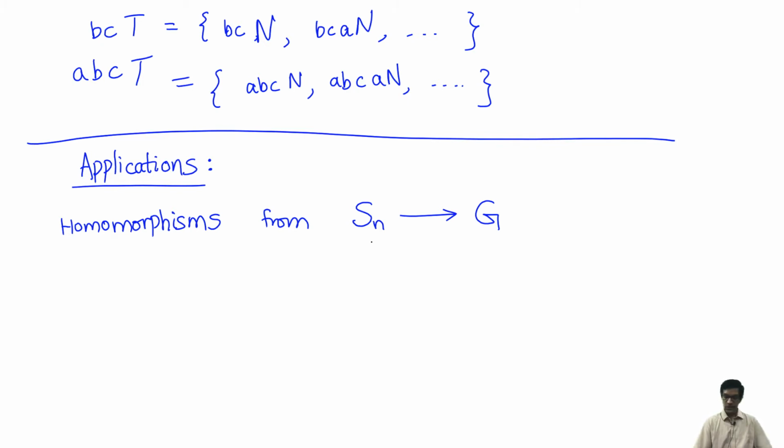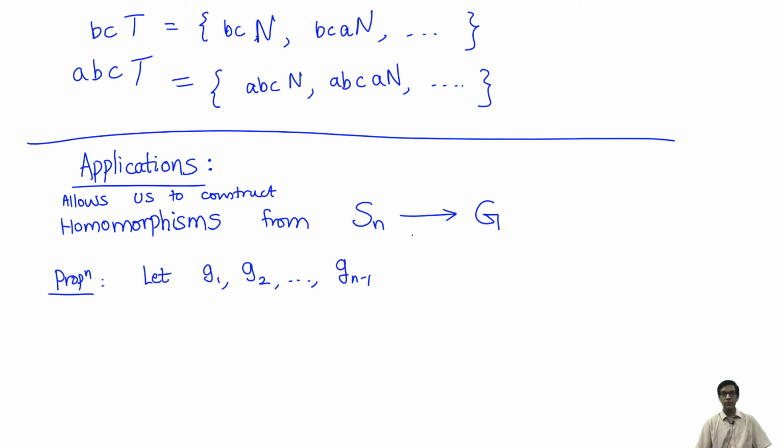Well, here's the proposition. I should say applications of the generators and relations procedure. It allows us to construct group homomorphisms from Sn to any other group. So what's the procedure? How do you construct a group homomorphism? Well, here's what you need to do.